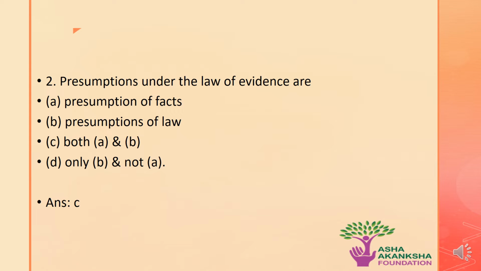Moving on to the next question, which is presumption under the law of evidence are which type of presumptions? The options are A. Presumption of facts, B. Presumption of law, C. Both A and B, or D. Only B and not A. The correct answer to this question is option C, that is both A and B are correct. That is to say, the presumption under the law of evidence are presumption of facts as well as the presumption of law.